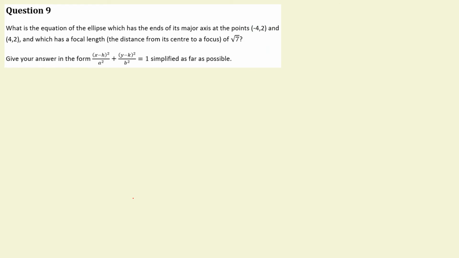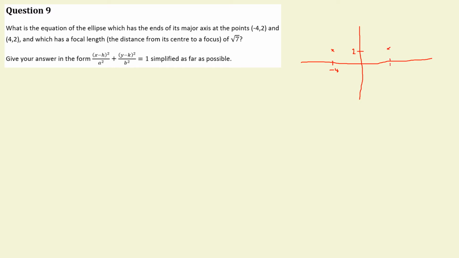Okay, so we've got an ellipse which has got the end of its major axis at the points -4, 2, and 4, 2. It's got a focal length, so it's just telling you what that means again. The distance from its center to a focus of √7. We need to give its equation. I think it's probably not a bad idea to start with a little bit of a sketch. So let's do that. Just have a little bit of a look at what it's doing. So its major axis, let's just think about this, they're both y-coordinate 2, and we've got -4, and we've got +4.